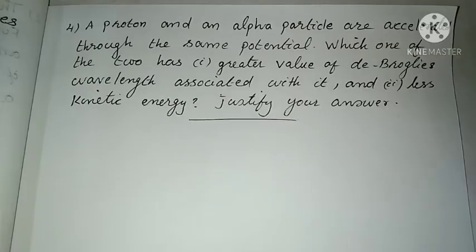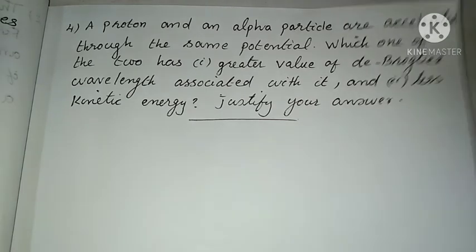Fourth question: a proton and an alpha particle are accelerated through the same potential. Which one of the two has a greater value of de Broglie wavelength associated with it and less kinetic energy? Justify your answer. So here a proton and an alpha particle have the same potential. Which one of the two has the greater de Broglie wavelength?